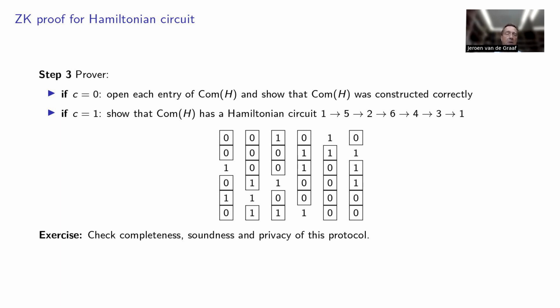And I'm not going to do this for you, but you must think about the properties that we want. Why is this protocol complete? Why is it sound? And why is it private? Why is it zero knowledge?